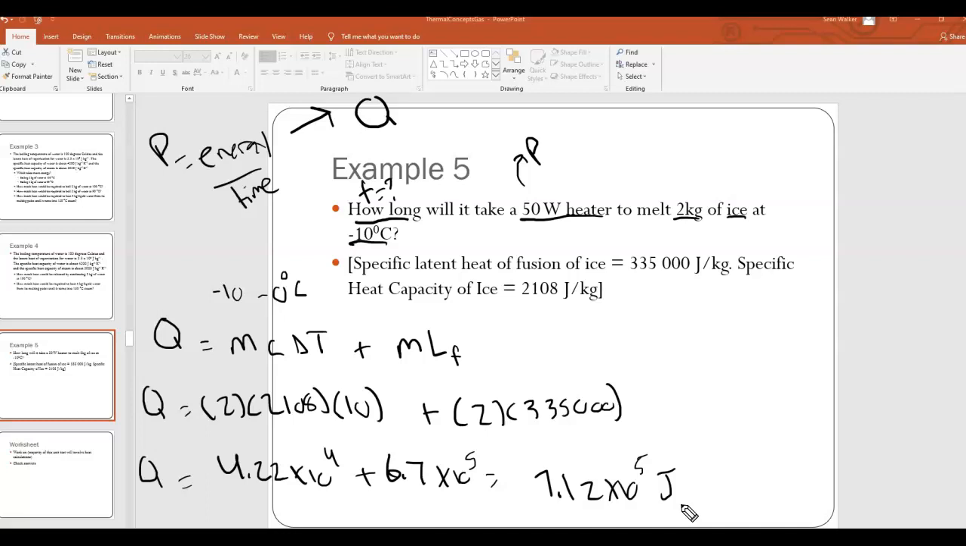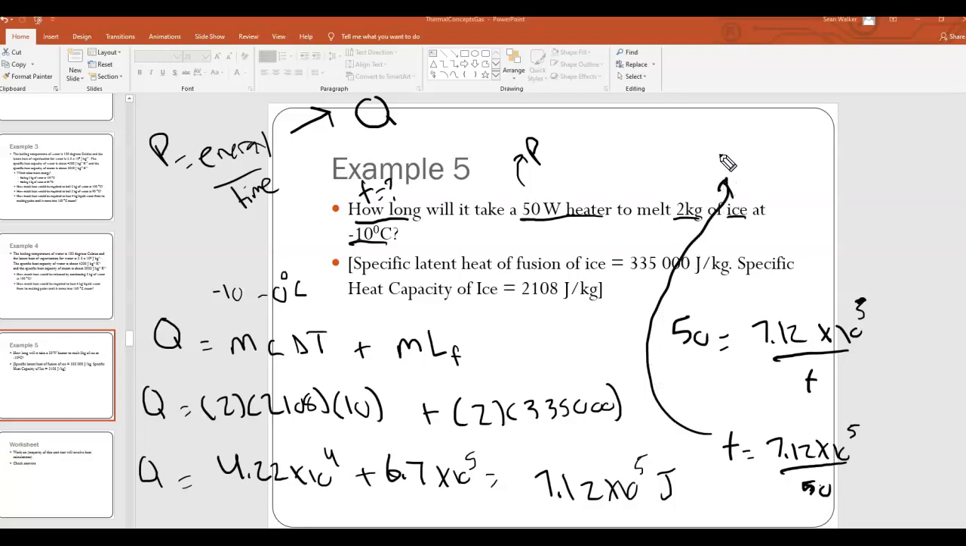Now that doesn't answer the question because we're still needing to solve for time. So if we know power is energy over time, we have P is 50 watts. That would be equal to 7.12 times 10 to the 5 joules divided by T. And so T would be equal to 7.12 times 10 to the 5 over 50. If you just rearrange with a little bit of algebra, divide by 50. Then I'm going to finish this up here.